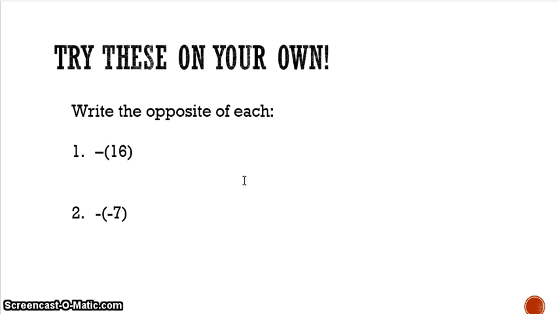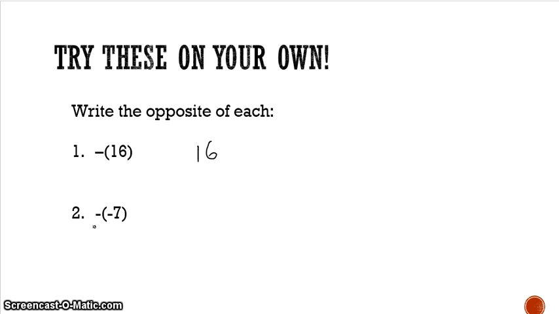Try these on your own, pause the video, and then see if you got these right. So let's see if you did get these right. So the opposite of 16. Now, don't let the parentheses confuse you. These parentheses, in this case, don't do anything. They're just there as an abstraction. So -16, if it's negative, to get the opposite, you make it positive.